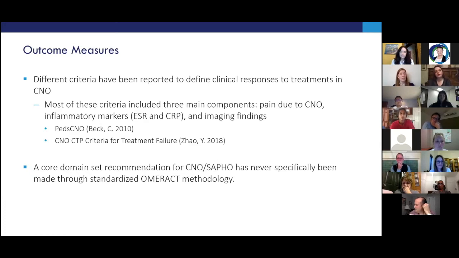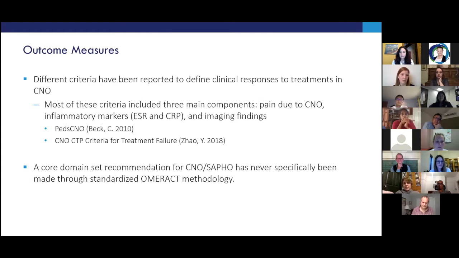So when evaluating our patients and assessing their response to therapies and improvements, how do we do that? There have been some outcome measures or clinical response criteria that have been developed. There's the PED CNO, and then from the CTP, or Consensus Treatment Plan through CARRA, we developed criteria for treatment failure.